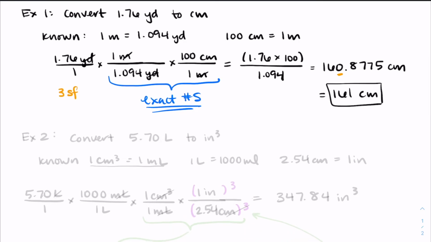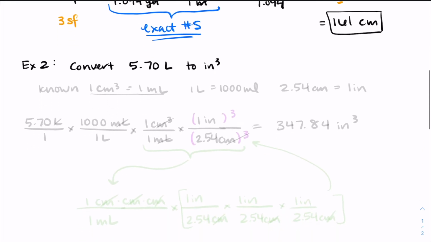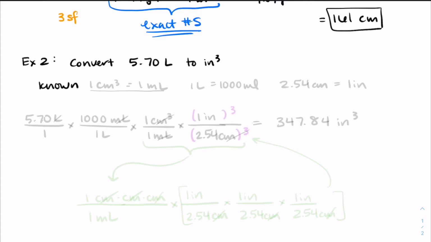Let's do a second example, and this one is a little more challenging because we're going to convert with a volume value. So volume, we've got 3 dimensions for volume, right? You have to have something that's cubic, or you have to have something that is explicitly expressing volume, like liters, which is a volume unit. We're going to convert 5.70 liters to cubic inches.